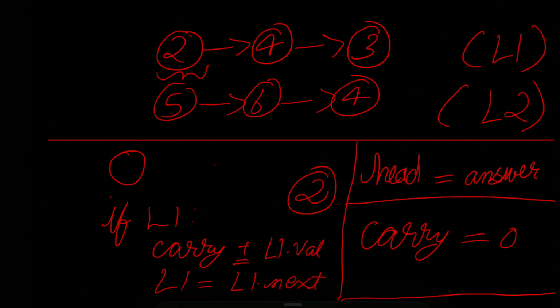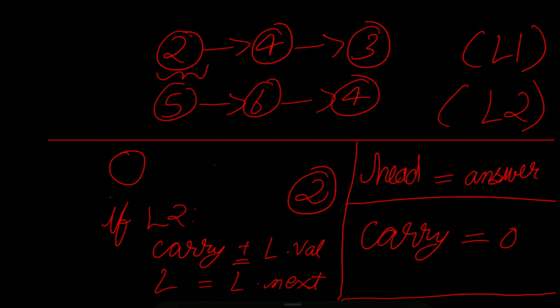Because when the loop runs again, we want to add the second node, right? We want to add 6 plus 4, we don't want to add something like 6 plus 2. So we need to move that dot val forward to the next node. So we do L1 equals L1 dot next.